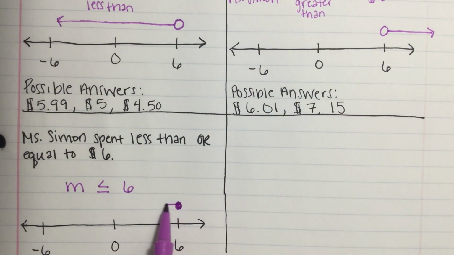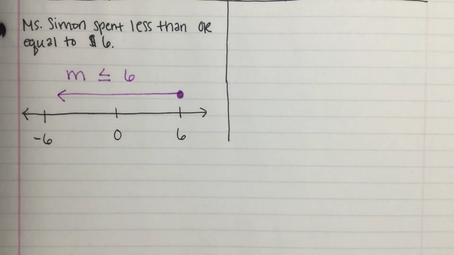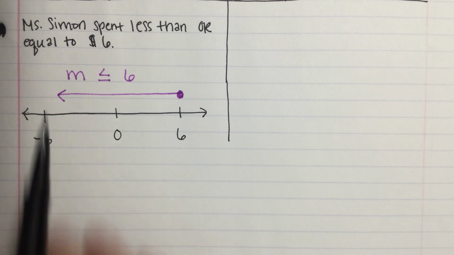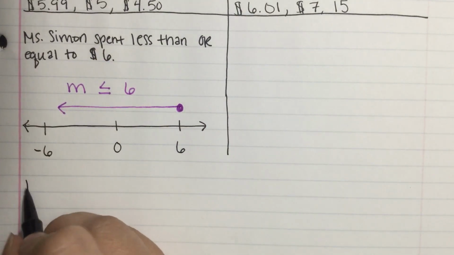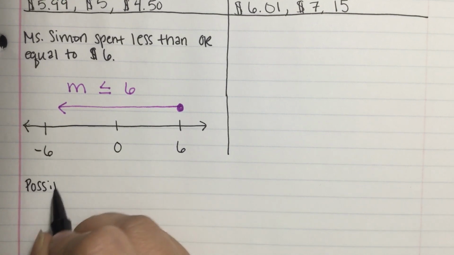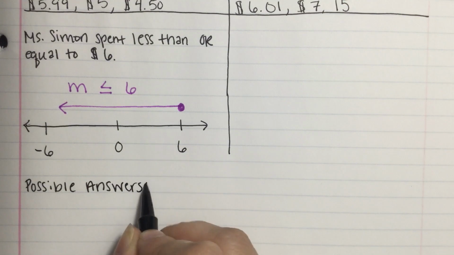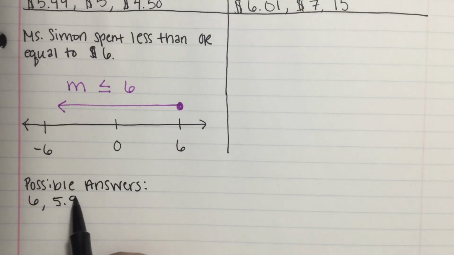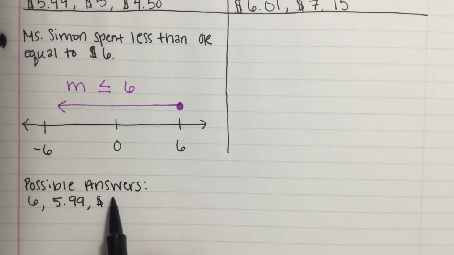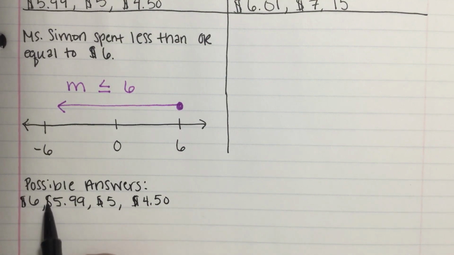But now I also want everything to the left. So my possible answers are kind of still similar to what I have up here, but I can add one more to that list. I can now add 6. Really anything less than 6 or equal to it.